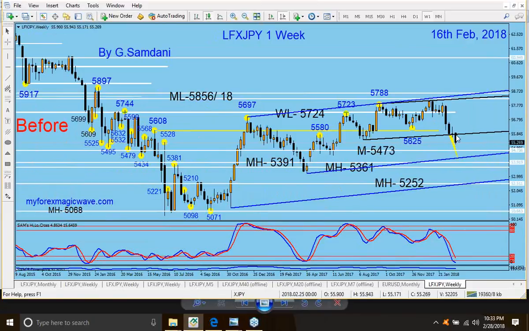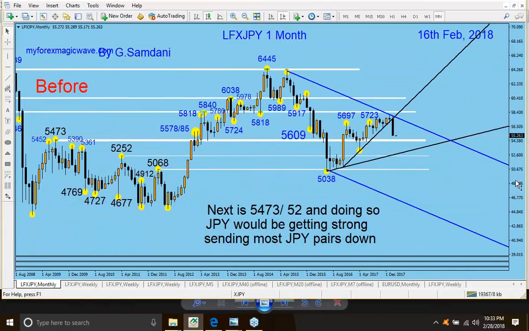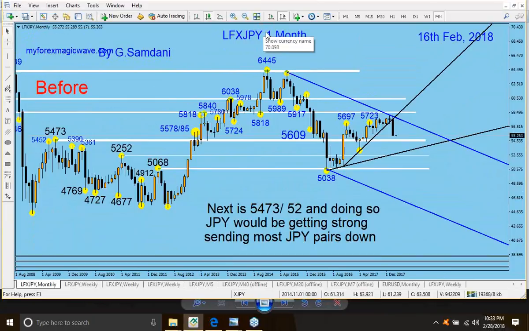So it wobbled a little bit, and then today, it started dropping. And when it started dropping, this is what happened. Yen, okay, here I have it. Look, I'll show you the monthly chart. This is my monthly chart of the yen index.